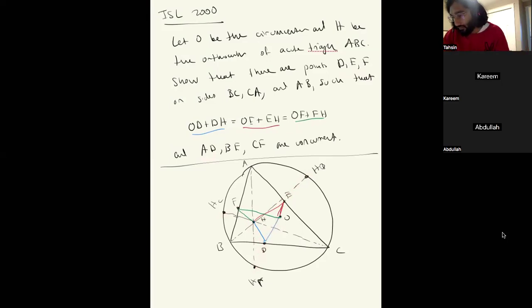So what you want is that DHA plus DO equals EHB plus EO, which equals FHC plus FO. That's what you want, right?